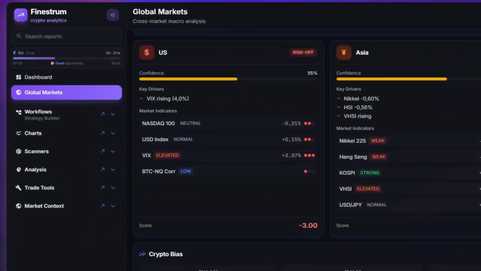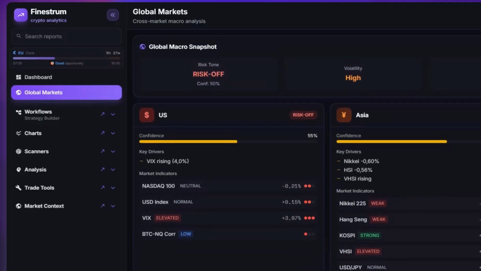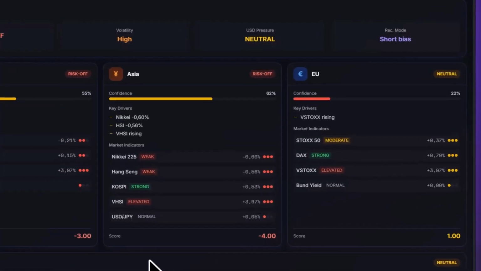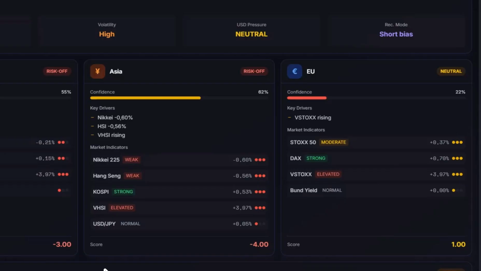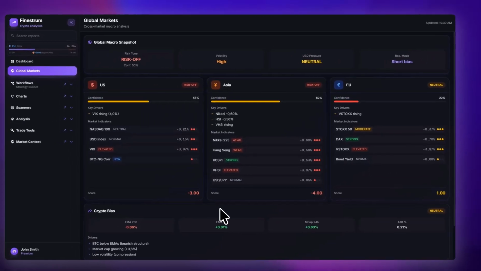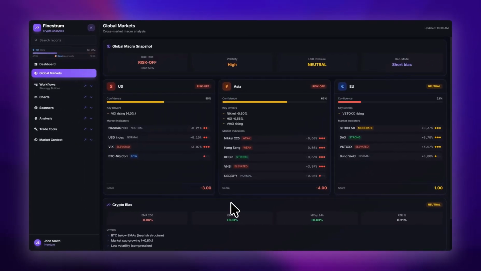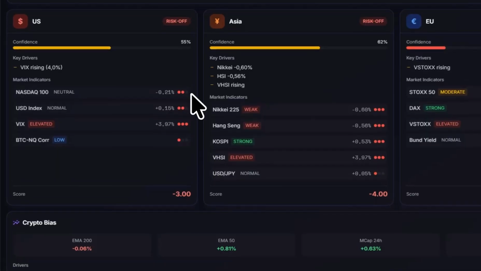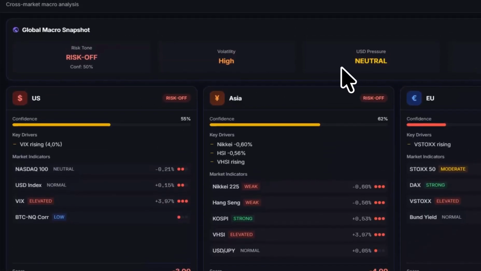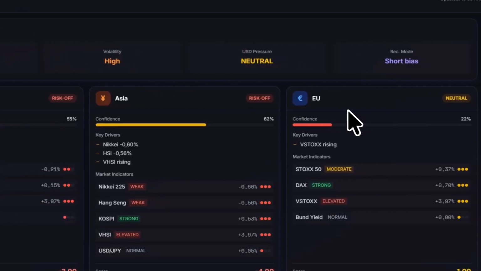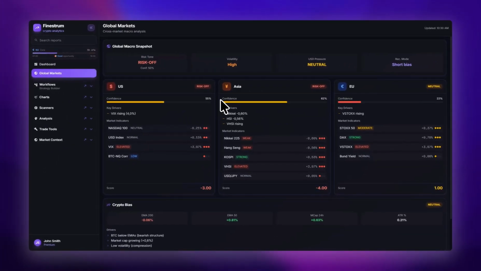The Global Markets module is designed to be your context layer. Before entering any trade or analyzing individual assets, this view helps you answer 3 critical questions. Is the broader market supporting risk or avoiding it? Which region is currently driving momentum? Does the environment favor trend following or caution? Once you have that context, you can move confidently into deeper analysis using the rest of the platform.